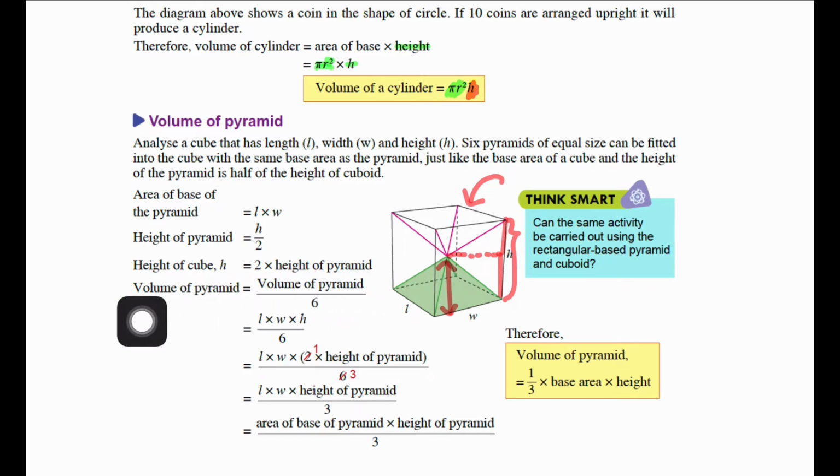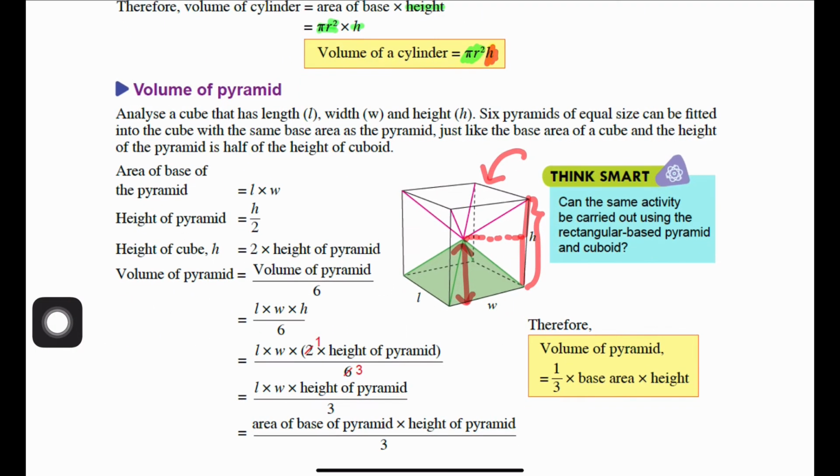Faham? Okay, next, volume of your pyramid is actually equals to, okay, this one is a typo. This one is actually volume of cube divided by 6. Okay, based on the previous video that I showed you, we know that 6 pyramid can build up this cube. Okay, so we know that volume of pyramid is length times width times height divided by 6, in order to find the volume of one pyramid. Okay, so we know that h, height, is actually 2 times height of pyramid.